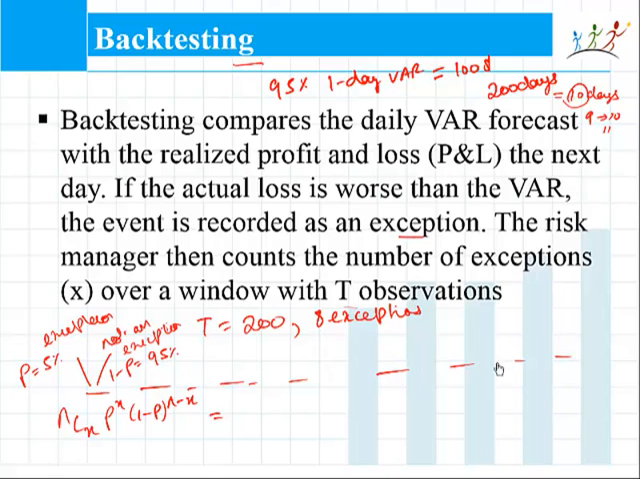So if we have a window of 200 observations, then the probability of seeing exactly 8 exceptions will be calculated as 200C8, times 0.05 to the power 8, where 5% is the probability of an exception in any one trial, and 0.95 to the power 200 minus 8, that is 192. So we need 192 failures and only 8 successes, that is exactly 8 exceptions.